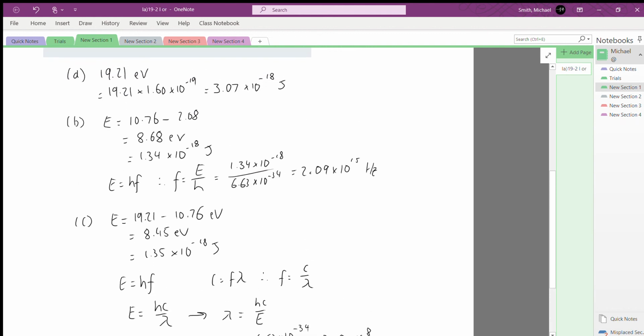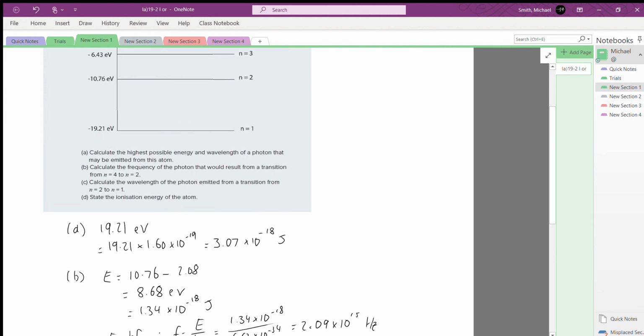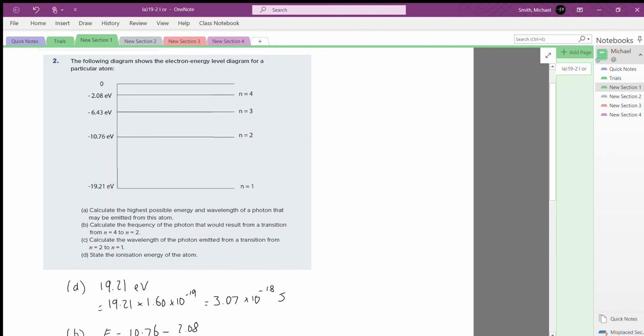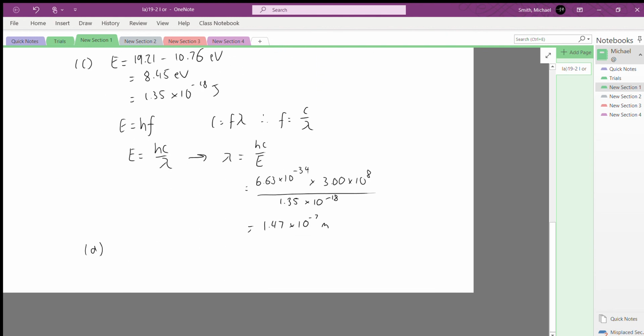Finally, part D, we need to work out the ionization energy of the atom. The ionization energy is just the minimum energy required to liberate an electron. So here it's just the energy equal to the ground state essentially. So here if we supply an electron with 19.21 electron volts, it's sufficient to just liberate it from the atom. So here, that will just be 19.21 electron volts.